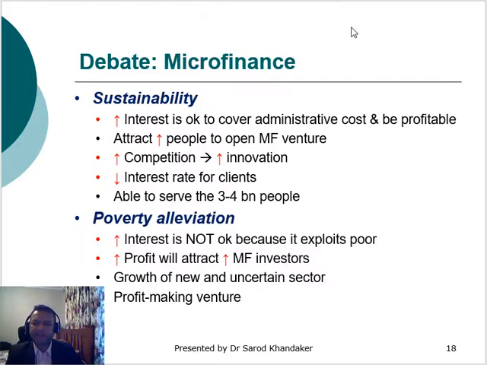However, there is some debate about microfinance. Number one is about sustainability. It is suggested that higher interest is okay to cover the administrative cost, be profitable, and attract more people to open up more microfinance ventures, but sometimes there is debate that microfinance institutions can charge a very high interest rate. So there is a debate about whether microfinance institutions are charging too much interest to their clients or not. However, because of increased competition and innovative products in the microfinance industry, there are some cost implications. And to serve about 3 to 4 billion people in the world is a very big thing.